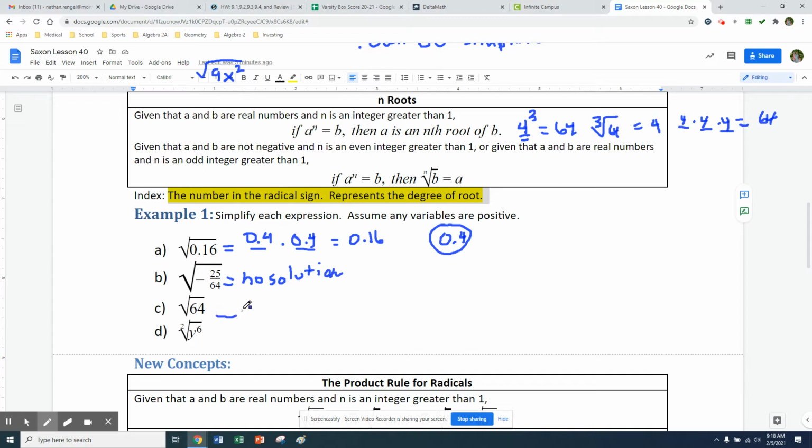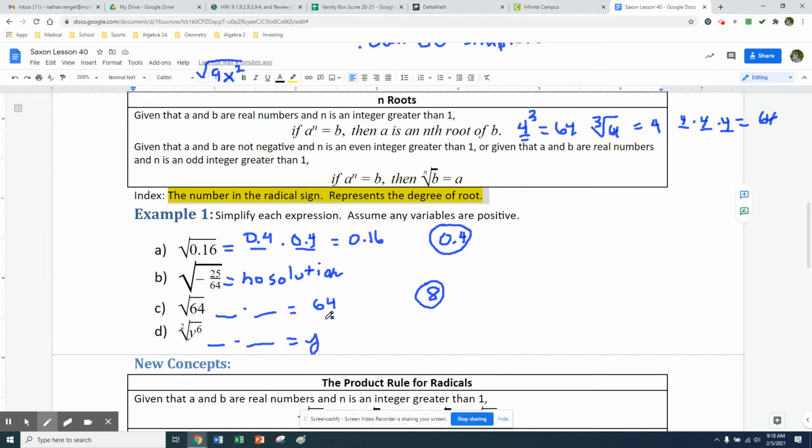Square root of 64, what number times itself is going to equal 64? That's going to have to be 8. And again, I'm just going to give that principal root. And lastly, we get to our variable parts.